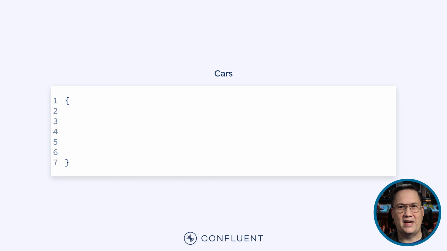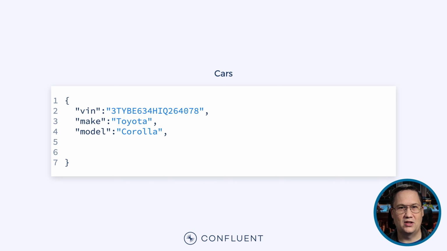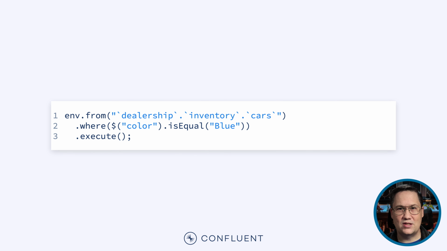Imagine a Kafka topic named cars that contains vehicle inventory data. Each record contains a vehicle identification number as well as the make, model, year, and color of the vehicle. A query like this would allow us to get a stream of only the blue cars from our table. However, rather than consuming the data in our Java application, we want to push it to a new Kafka topic.